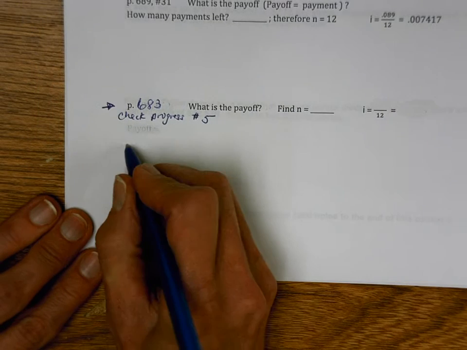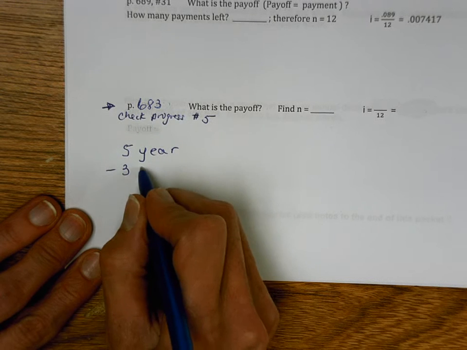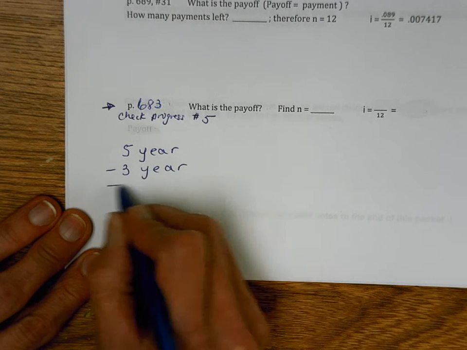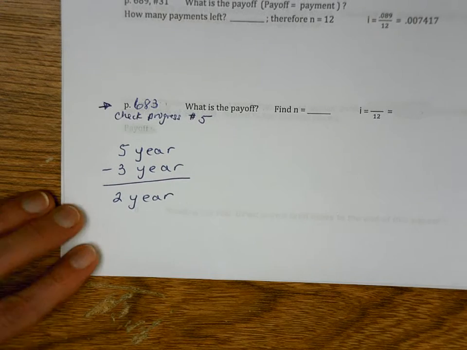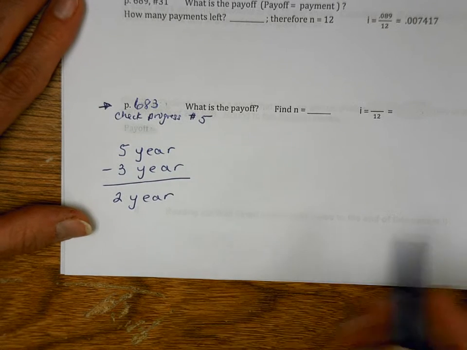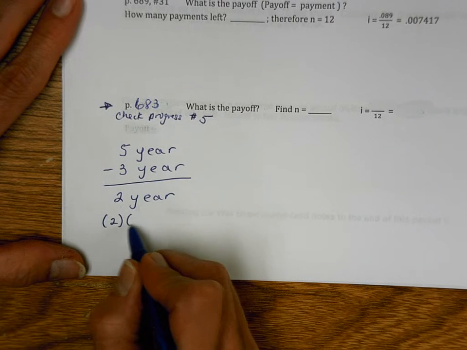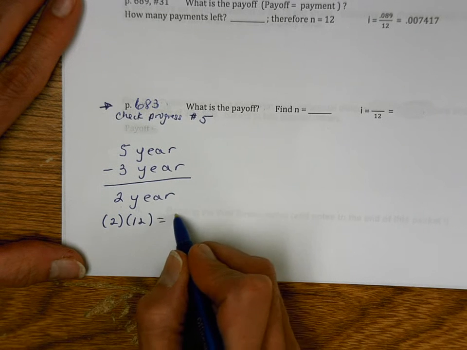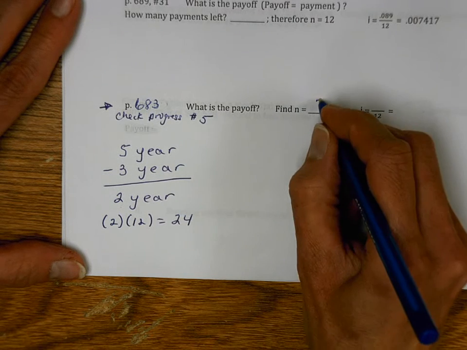Okay, well, let's talk about this problem. The loan was for 5 years, and he paid on it for 3 years. So that would leave 2 remaining years to pay off the loan. Okay, now, if we have 2 years and each year has 12 months, that means we have 24 payments to go. And that's our N value.